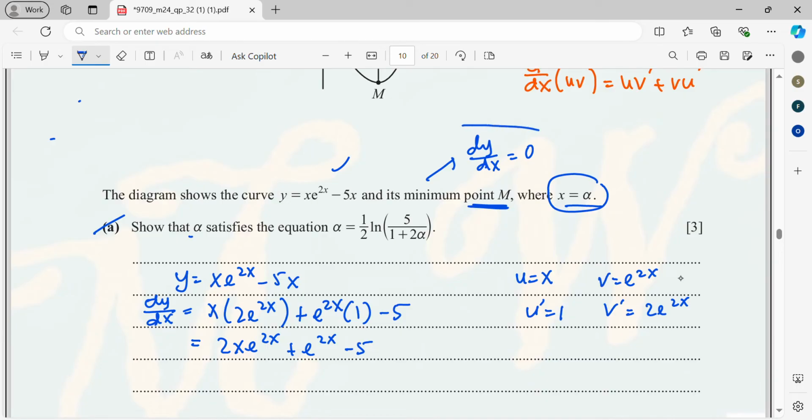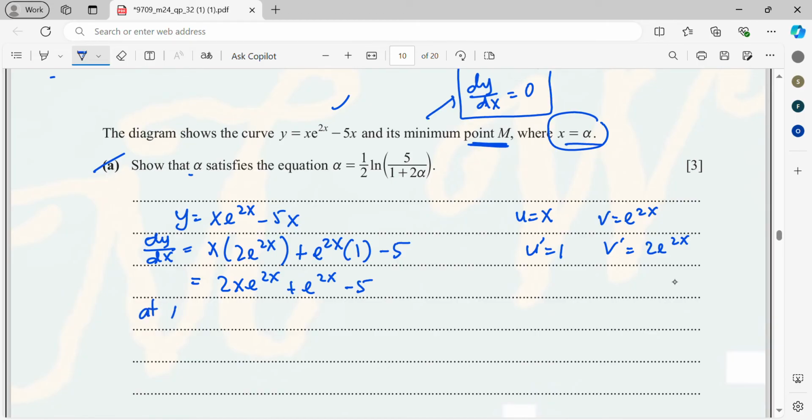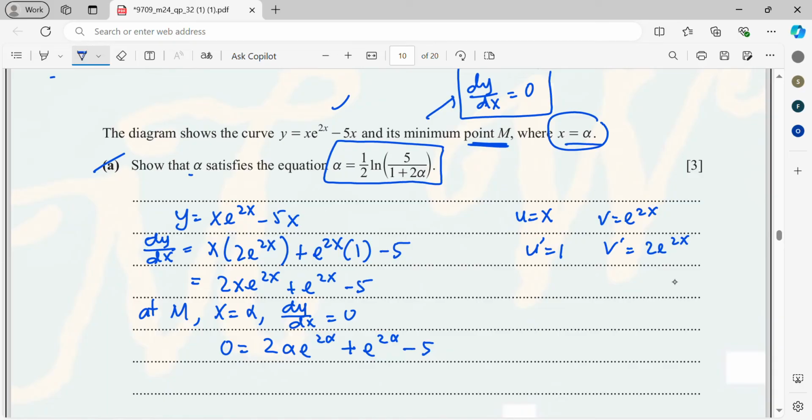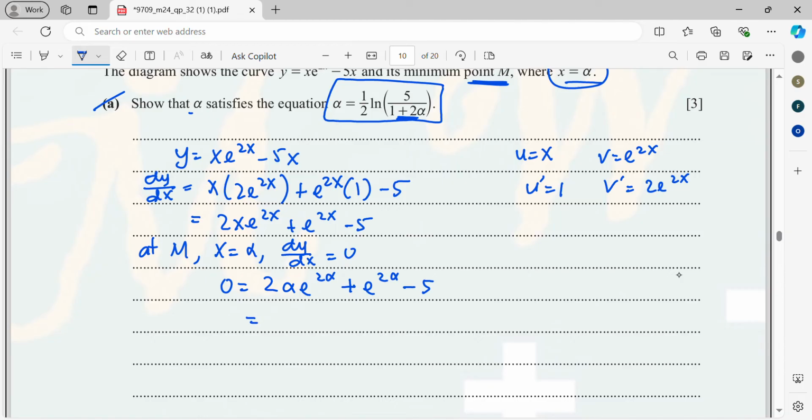And as I've mentioned just now, minimum points means dy/dx equals 0. So at M, x equals alpha, dy/dx equals 0, which means 0 equals 2 alpha e^(2 alpha) plus e^(2 alpha) minus 5. Now when you need to show this, by looking at here, 1 plus 2 alpha, I have to factorize the e^(2 alpha) so that I will get 2 alpha plus 1. And then this minus 5 will be moved to the other side.